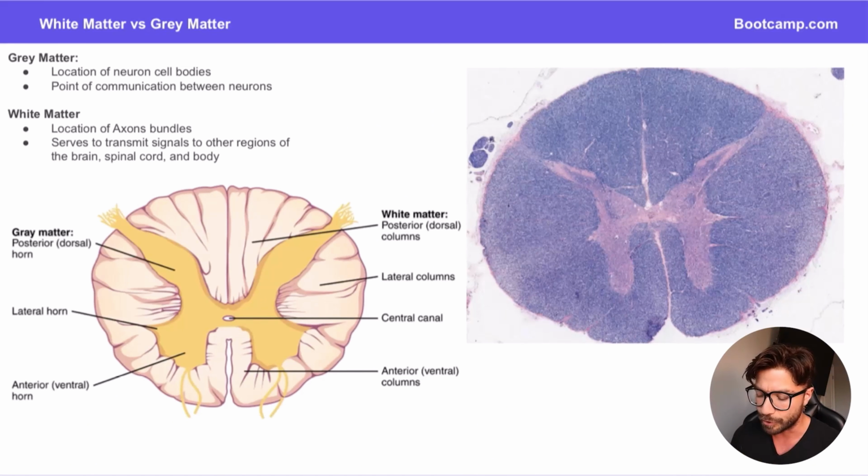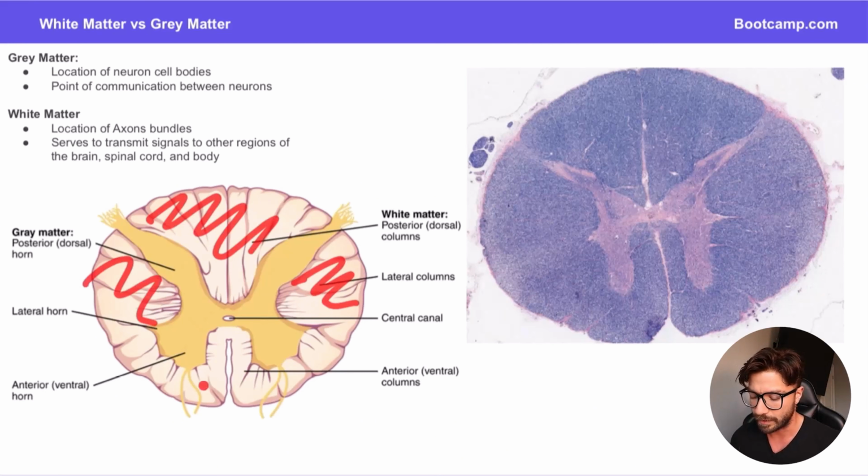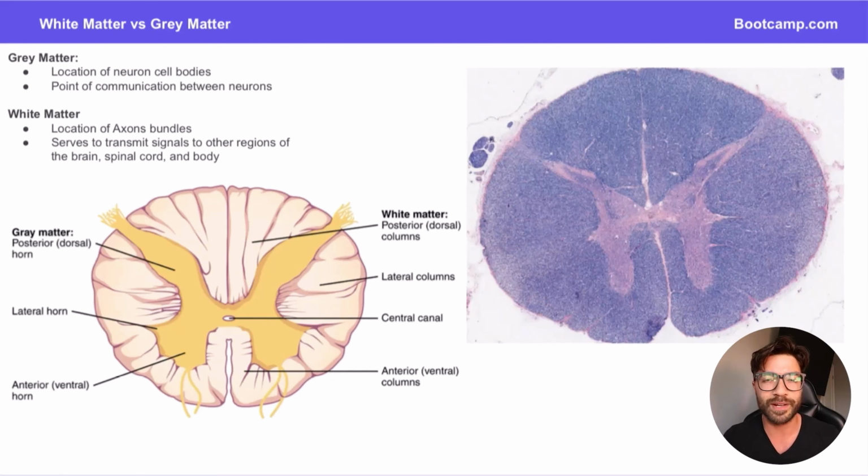We're going to see the gray matter located more centrally, and this is going to be surrounded by the white matter out here, here, here, and here. Now, in the gray matter, this is where we're going to find the cell bodies of neurons, and this is going to act as a point of communication between neurons going in both directions.